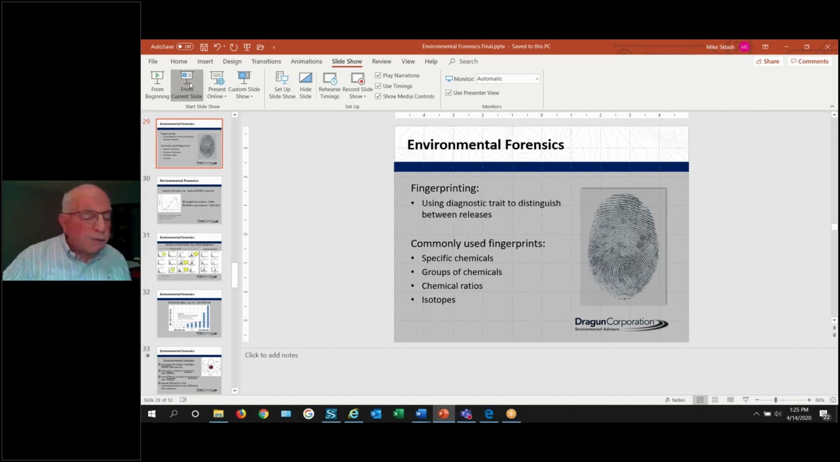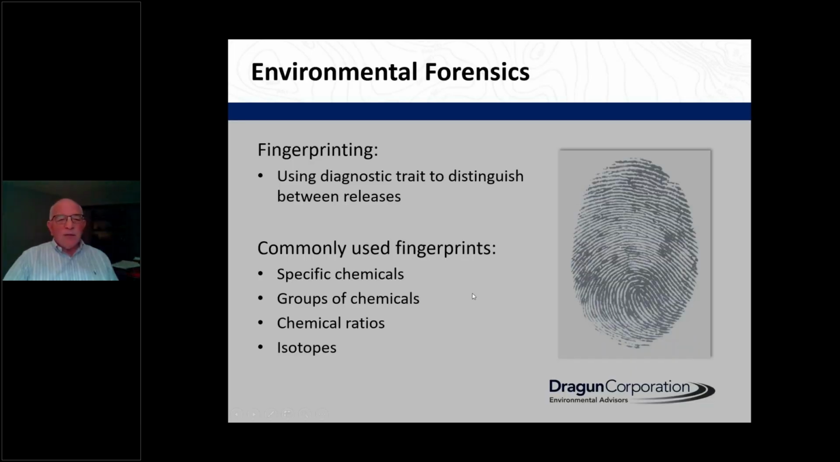So fingerprints are diagnostic traits to distinguish between releases, and they can be specific chemicals, they can be groups of chemicals, chemical ratios, or isotopes. And I'm just going to quickly go over some of these.